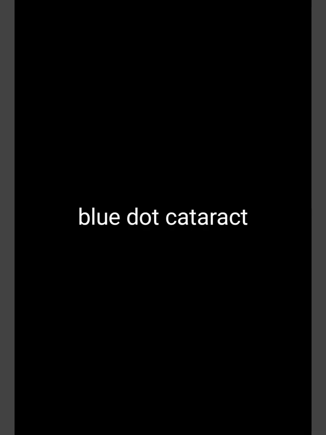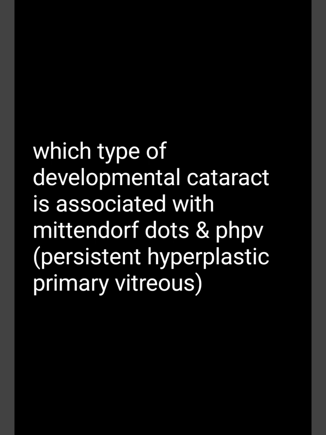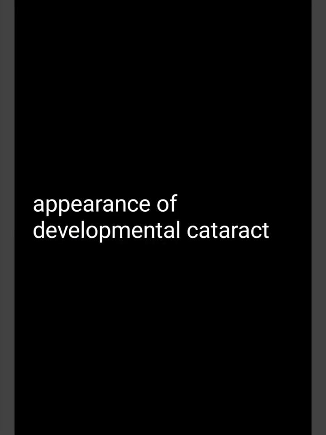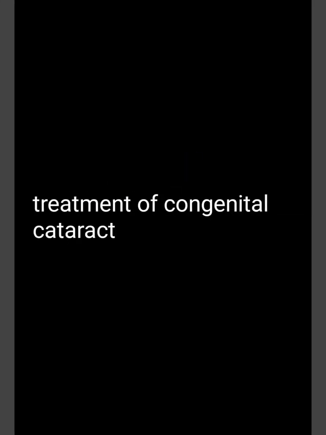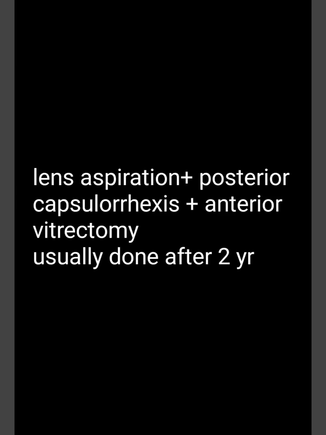Which type of developmental cataract is associated with Down syndrome? Blue dot cataract. Which type of developmental cataract is associated with Mittendorf dots and PHPV, persistent hyperplastic primary vitreous? Posterior polar cataract. Appearance of developmental cataract: onion ring, whorled appearance.